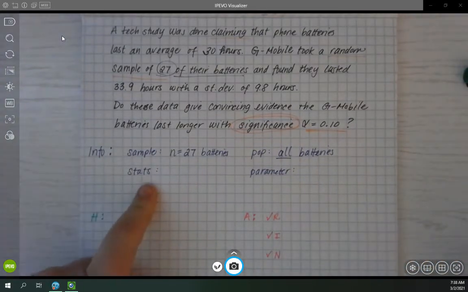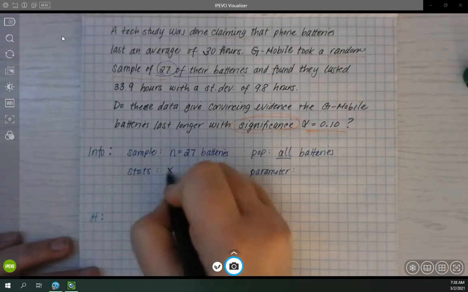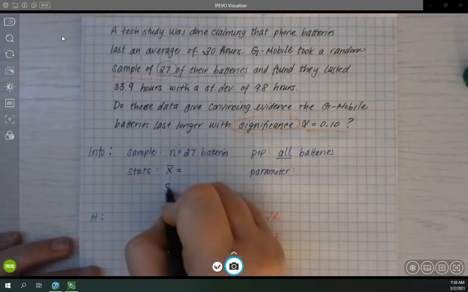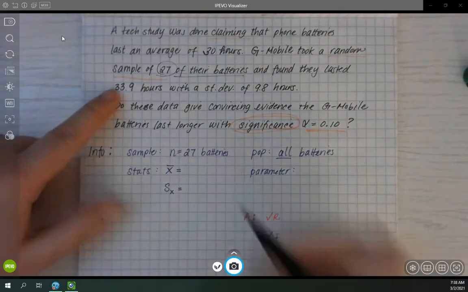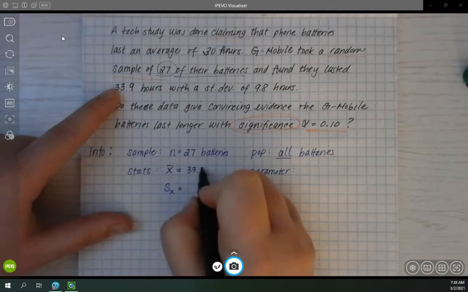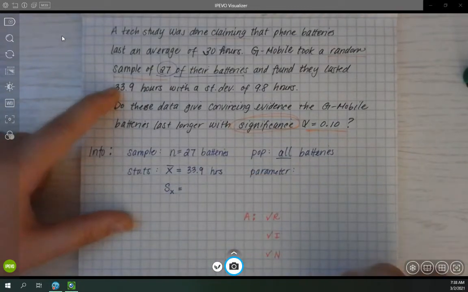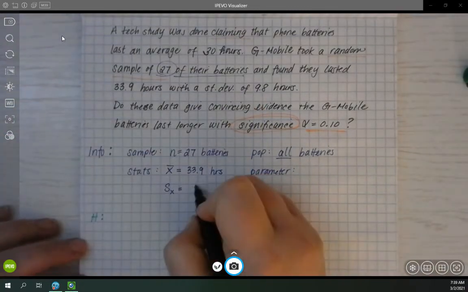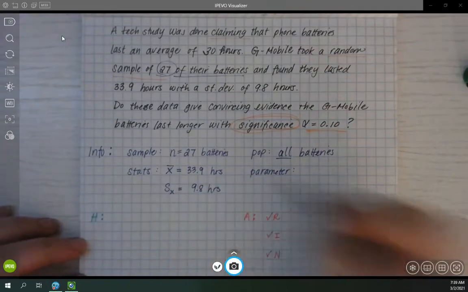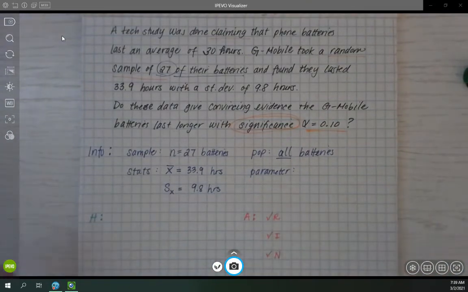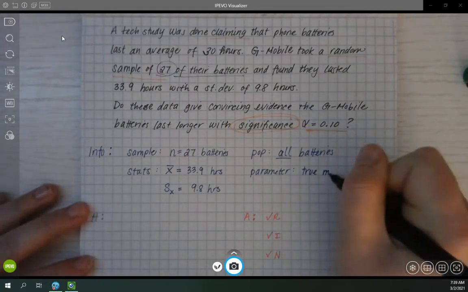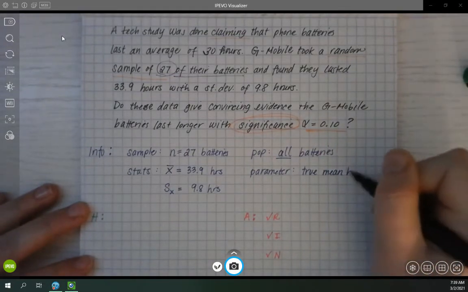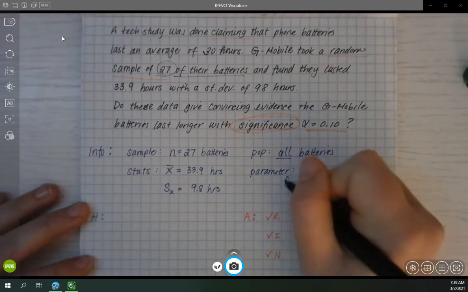Let's look for the statistics. I want to know what's the average amount of time it lasts and the standard deviation of that sample. So the average hours for the batteries, 33.9, and the standard deviation, 9.8. The parameter, what am I looking at? I'm looking at the true mean hours for the batteries.